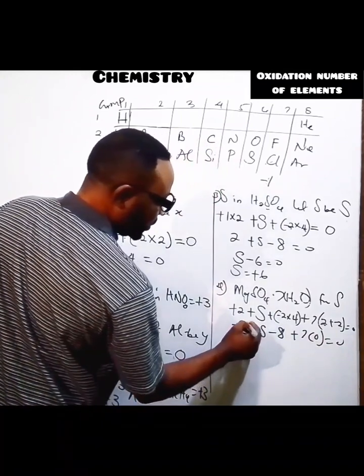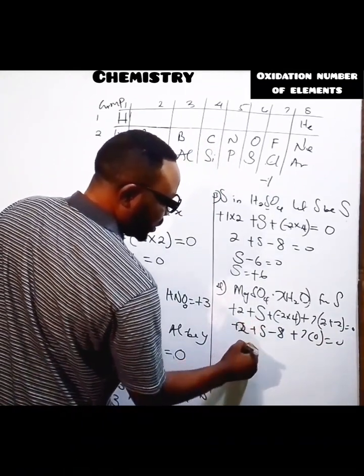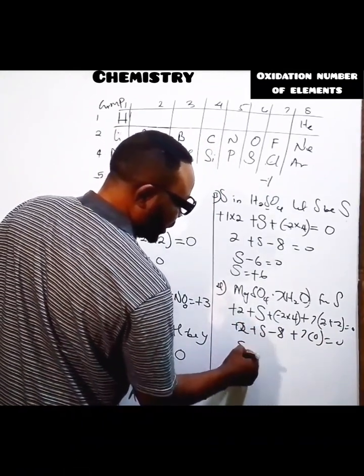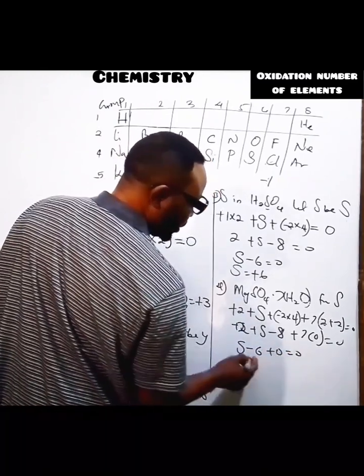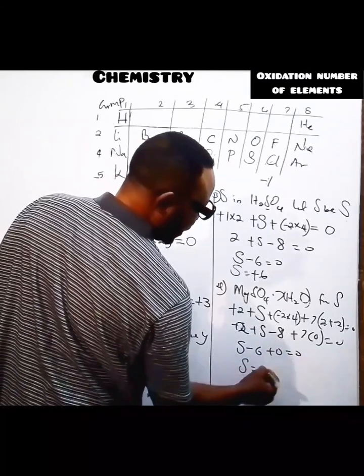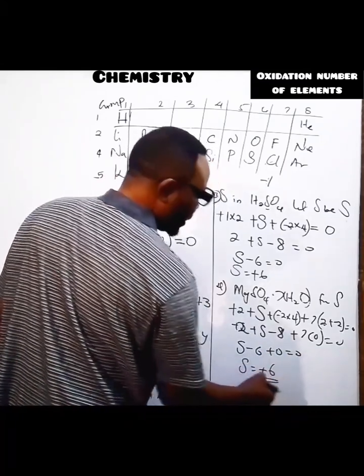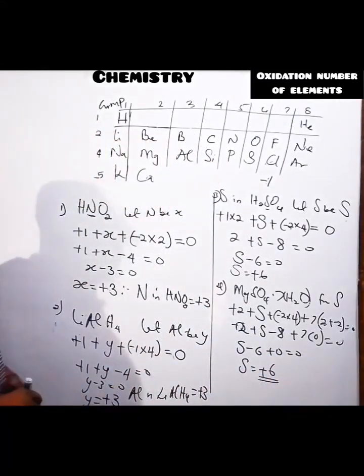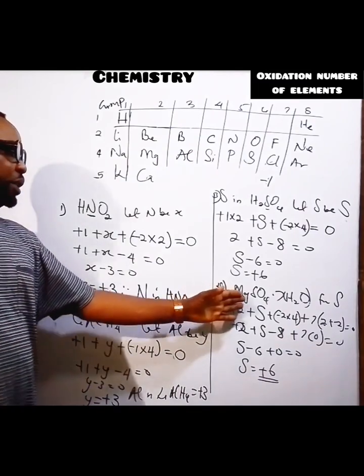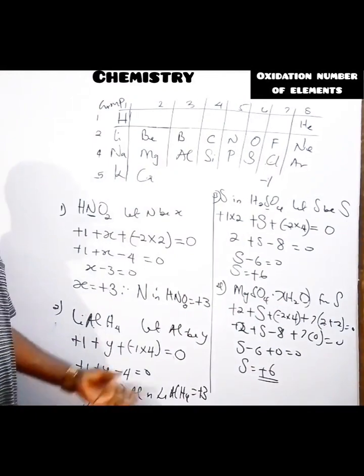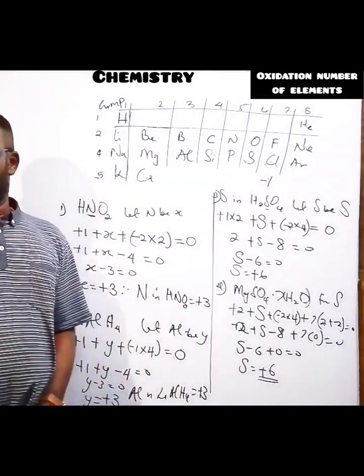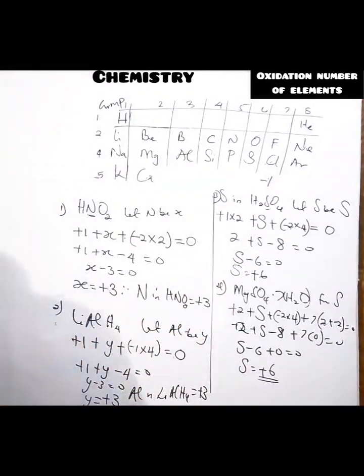So we're having +2. That will be 2 minus 8, that's what? S minus 6 plus 0 equal to 0. So S will be equal to, so this one here becomes +6. So the oxidation number of sulfur in MgSO4.7H2O is equal to +6.